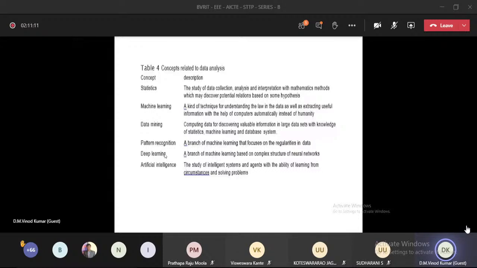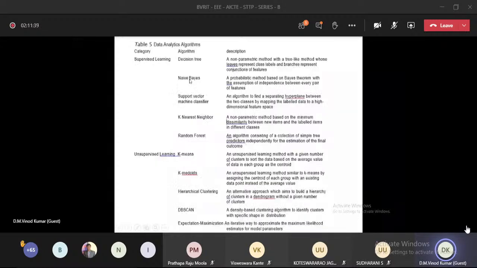And artificial intelligence is the study of intelligent systems and agents with the ability of learning from circumstances and solving problems. Therefore, this artificial intelligence is one umbrella. Under this, we can talk about deep learning, machine learning, neural network, several aspects. I was mentioning supervised learning, unsupervised learning, and one more, reinforcement learning. How people are using this reinforcement learning is also playing a vital role.